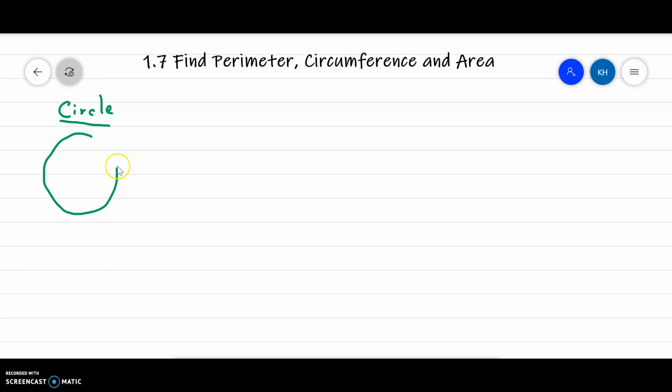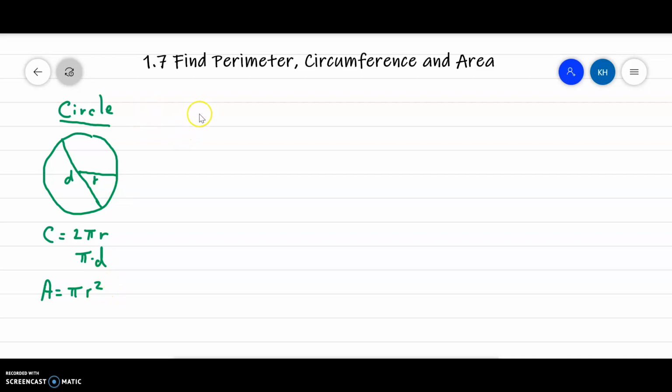And basically we have one dimension on a circle, and it's the radius. You can also have a diameter, which is twice the radius. Or the radius is half the diameter, my fault. Okay, and so circumference of a circle, that's the distance around a circle, it's the perimeter of a circle. We can do that two ways, 2 pi times r, or pi times diameter. And then area of a circle, pi times the radius squared.